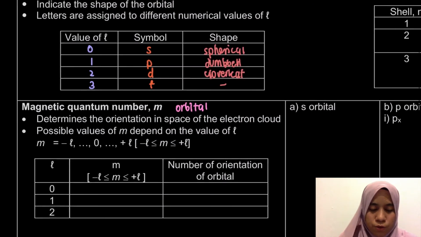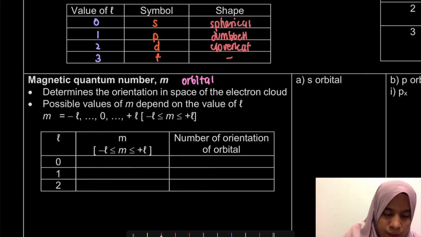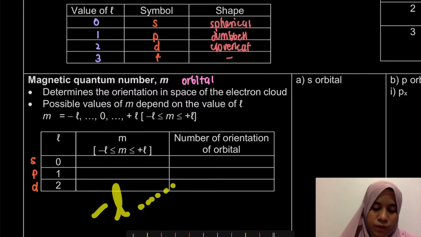For example, let's look here. When L equals 0, 1, 2, based on the previous notes: when L equals 0 it is S, L equals 1 it is P, L equals 2 it is D. So what about the M? M goes from negative L until positive L.